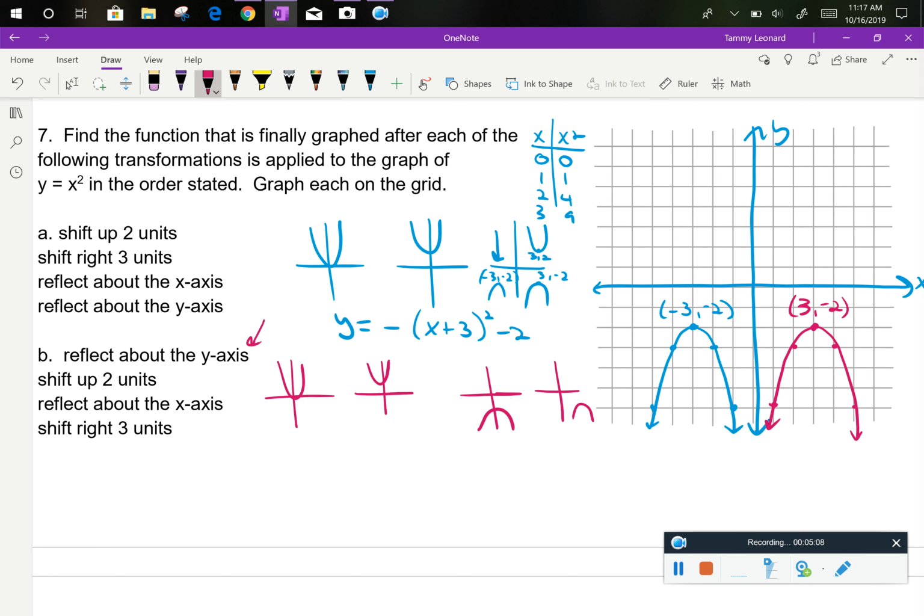So clearly order matters in the way that we go about doing these things. I can't just do it in any order I want to. I won't always get the same picture.